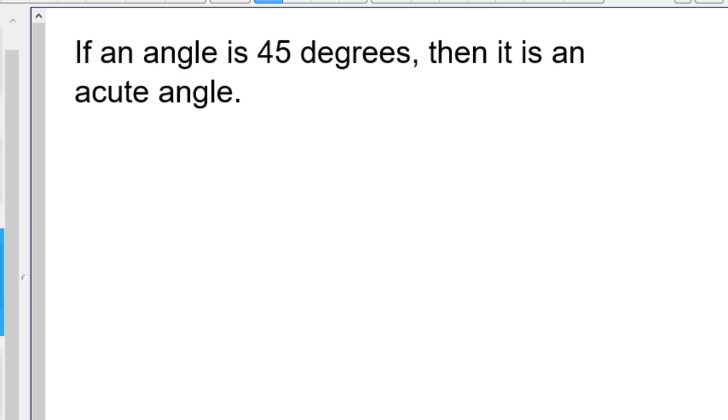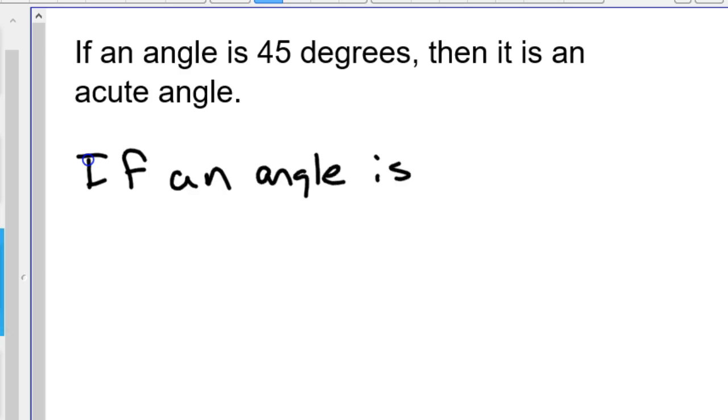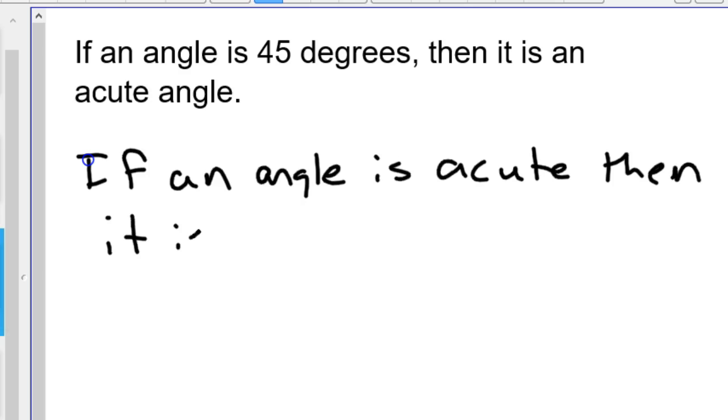So let's take a look at this one. If an angle is 45 degrees, then it is an acute angle. Okay, well, yeah, a 45-degree angle is an acute angle. So that is true. So let's flip it around. If an angle is acute, then it is a 45-degree angle. Okay. Well, this one's not true.